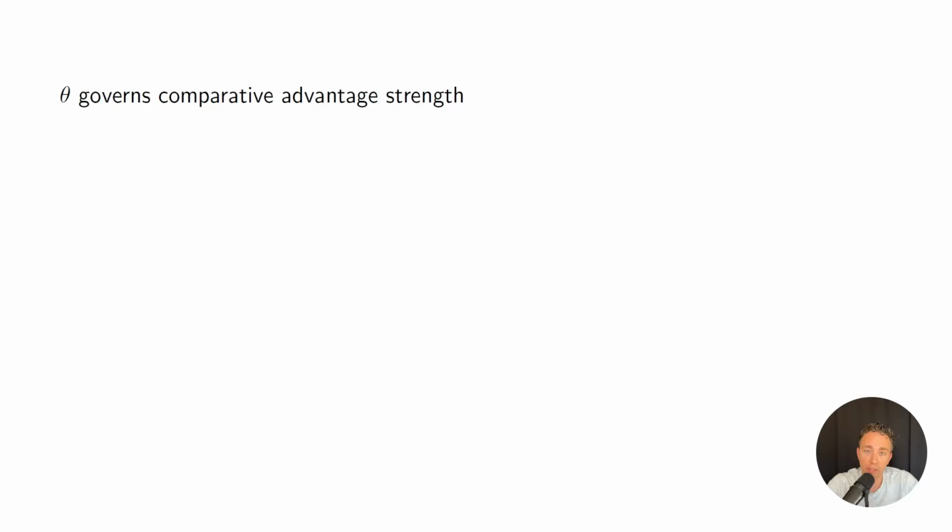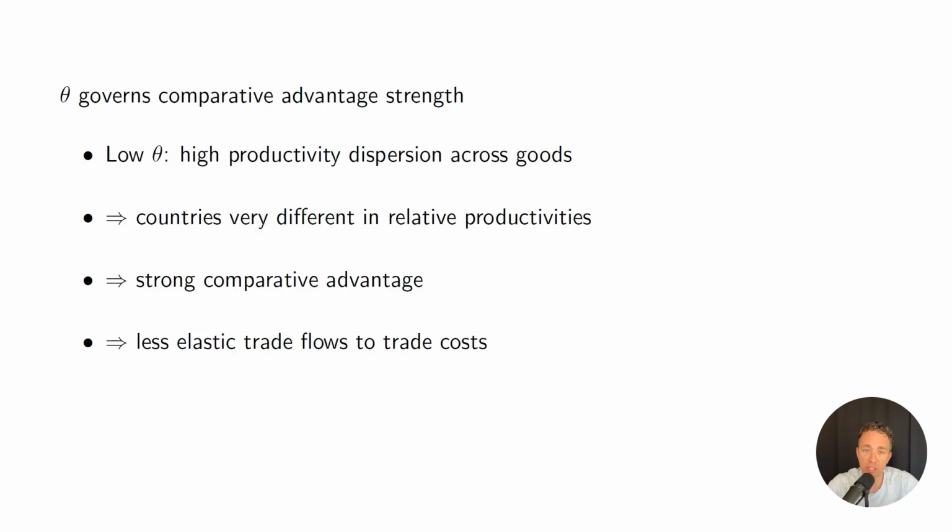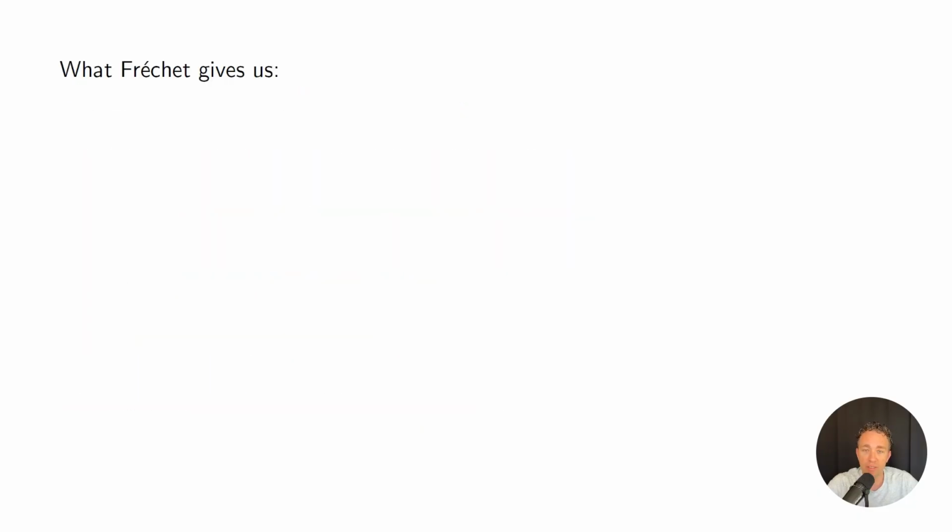So as I mentioned earlier, this shape parameter on the Fréchet distribution is going to govern the strength of the comparative advantage in the worldwide economy. And so if I have a really low value of this shape parameter, that's going to give a lot of dispersion across goods. And so countries are going to have very different productivities, and there will be more comparative advantage in the economy. And if there's more comparative advantage, that's going to mean that the trade flows are less elastic with respect to the trade costs. And then this paper also shows that the elasticity of trade with respect to trade costs is actually negative of this shape parameter.